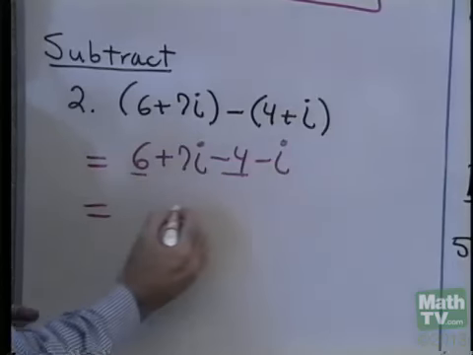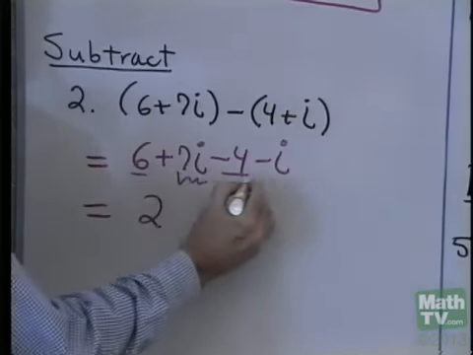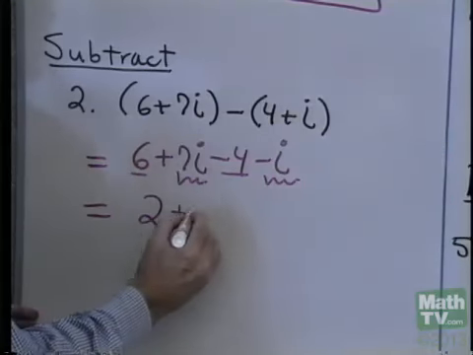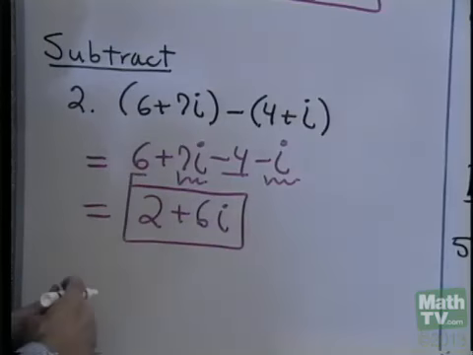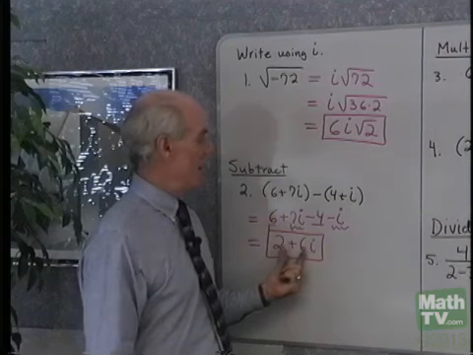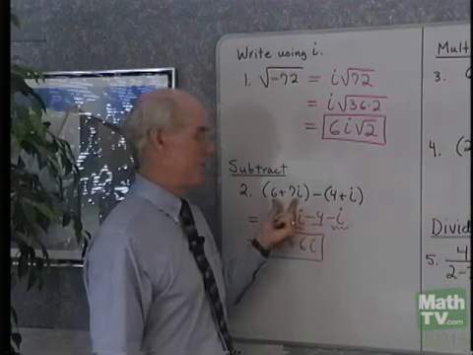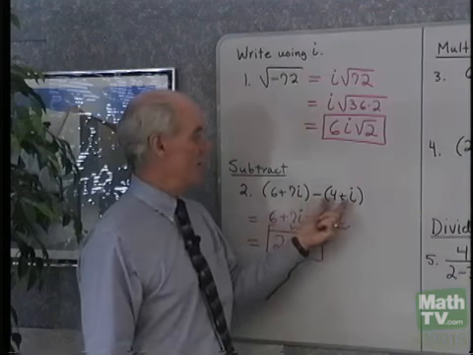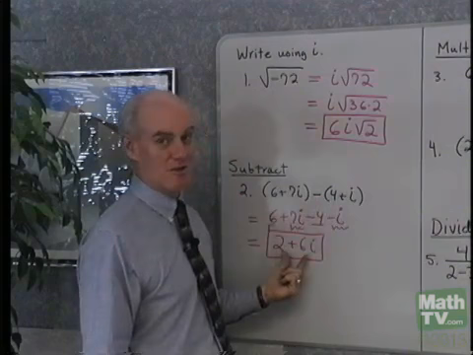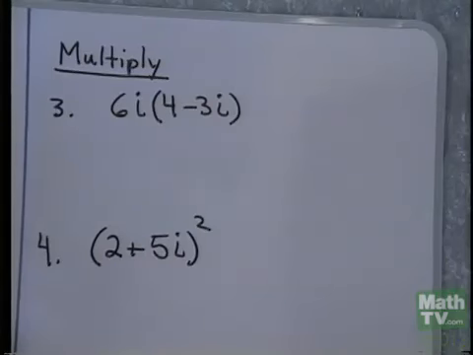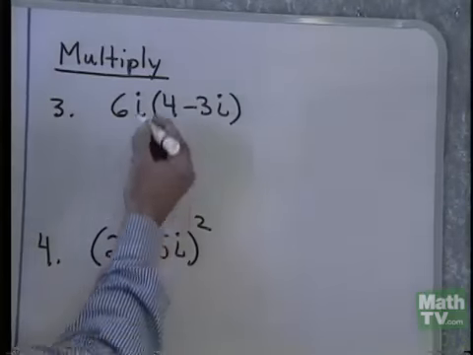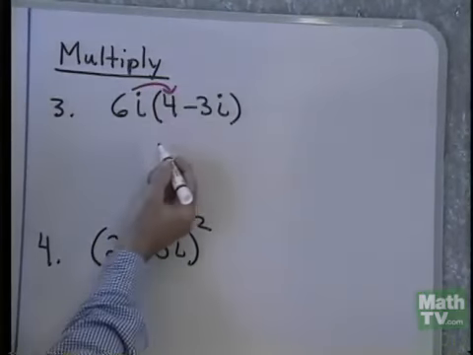Now I can combine similar terms in the same way that I combine similar terms with polynomials. 6 plus -4 will be 2. 7i plus -1i will be 6i. So this is the complex number I get, 2 plus 6i, when I subtract 4 plus i from 6 plus 7i. So here's the difference of two complex numbers, and it turns out to be a complex number. Here's our next problem. I want to multiply 6i times the quantity 4 minus 3i. I'm just going to do it by applying the distributive property.